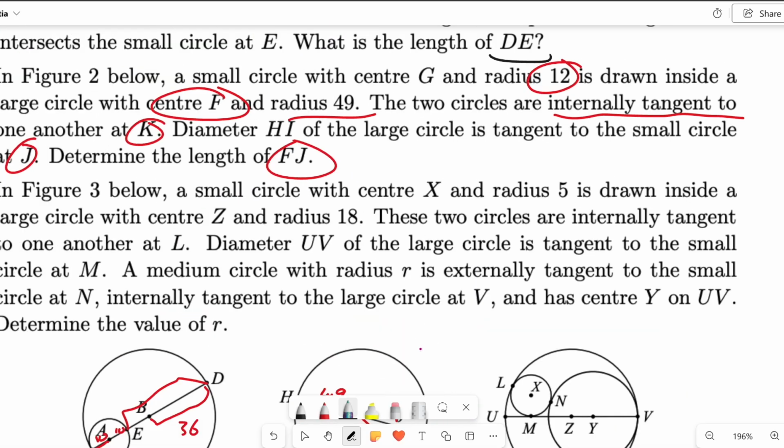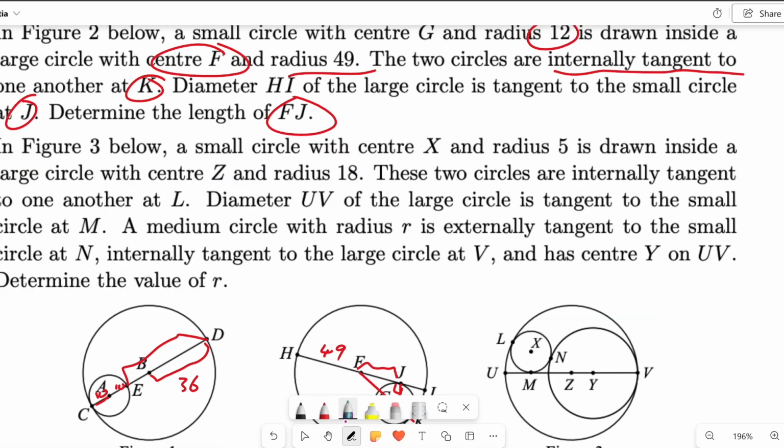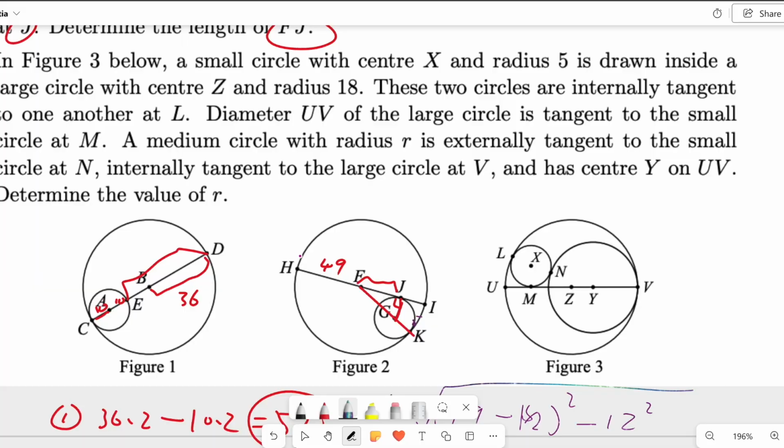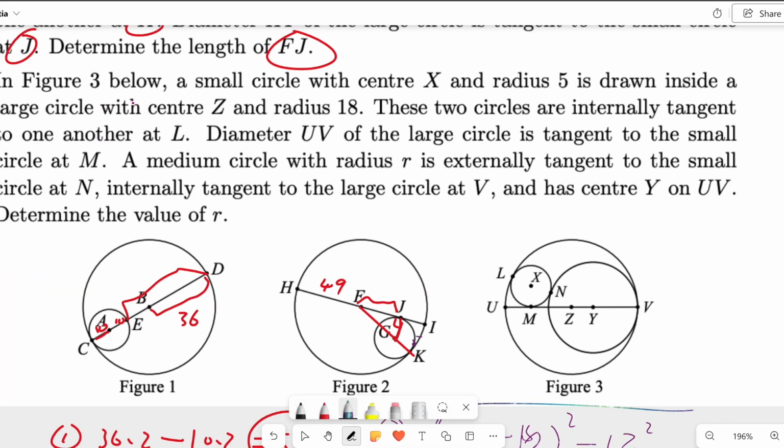Okay, for part C, it's just an application of the previous two questions together. So we read the question first. We're looking for the value of R, which is the radius of the circle centered at Y.